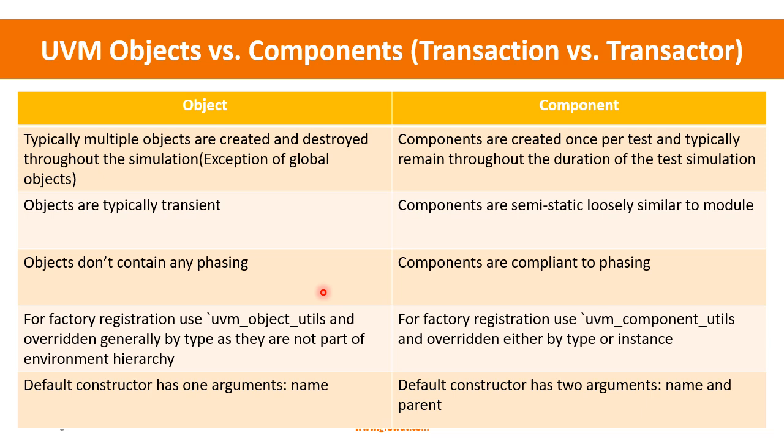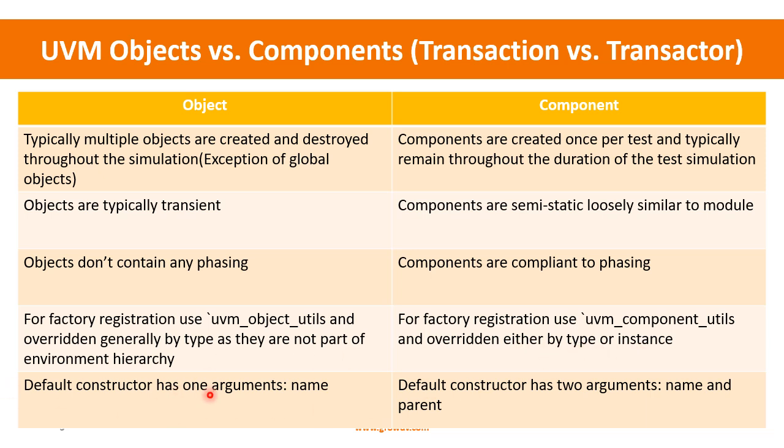And objects don't contain any phasing, so this is a very important point. They don't contain any phasing. Components are compliant to phasing. In fact, it's a UVM component that brings in all the phasing interface functions, as we saw in the previous slide. For factory registration for objects, we use the UVM object utils, and they are generally overridden by type, as they are not part of the environment hierarchy. But for components, we use UVM component utils, and they can be overridden either by type or instance. So this is also another important difference.